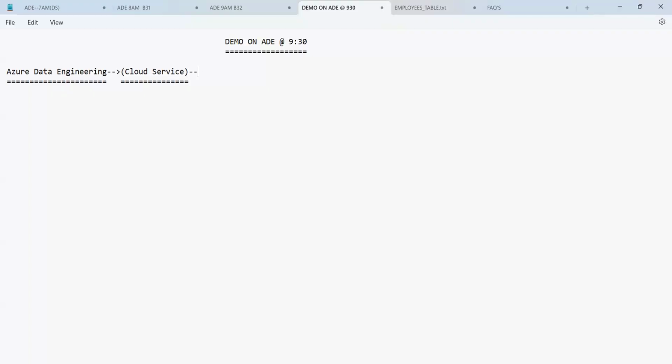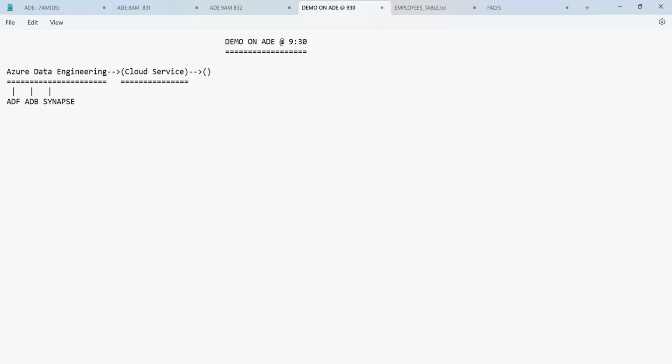What are those? The first one we call ADF, that stands for Azure Data Factory. Then we have the next service, ADB, which stands for Azure Databricks. And then we have Synapse. Synapse is one of the services, you can say.